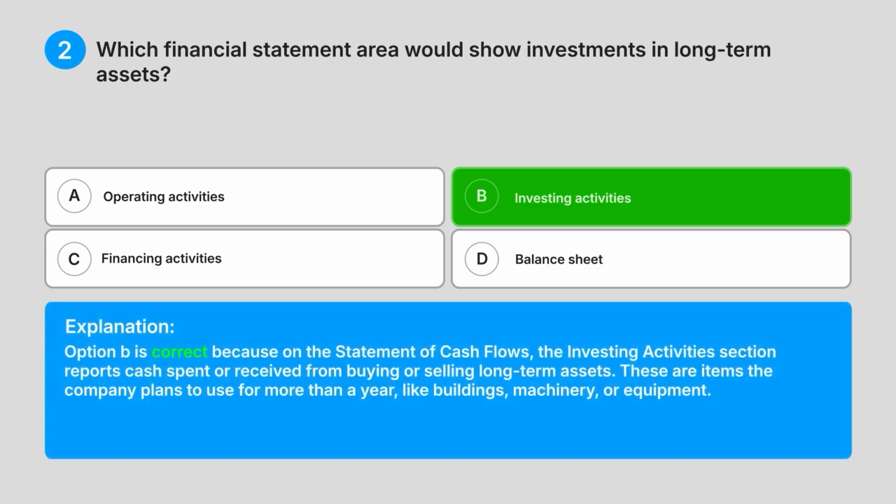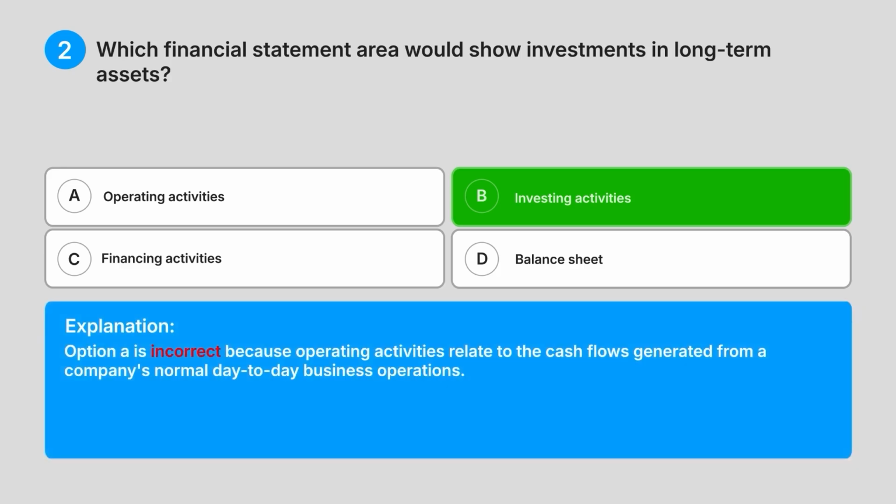Explanation. Option B is correct because on the statement of cash flows, the investing activities section reports cash spent or received from buying or selling long-term assets. These are items the company plans to use for more than a year, like buildings, machinery, or equipment.